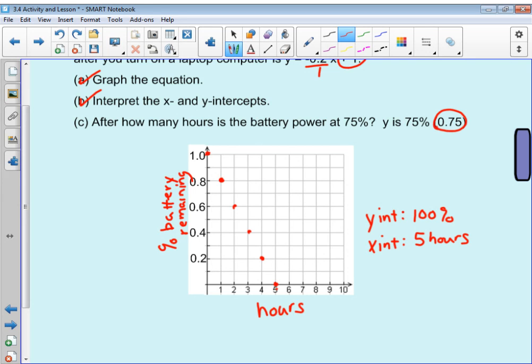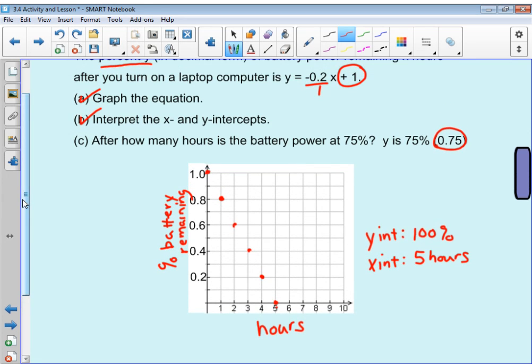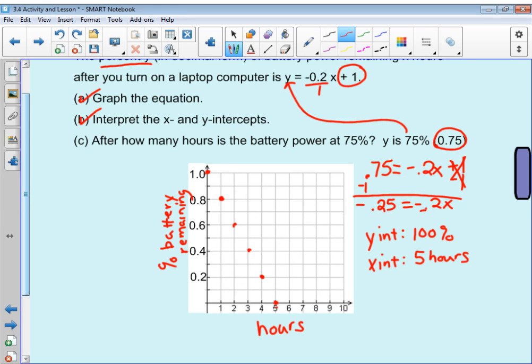So our original equation, scroll up, is right here. And the percentage, remember, was our Y. So if we put our 0.75 where Y is, it would look like this: 0.75 equals negative 0.2X plus 1. So now we'll solve for X, so minus 1, which would give us negative 0.25 equals negative 0.2X. Divide by 0.2, divide by 0.2.